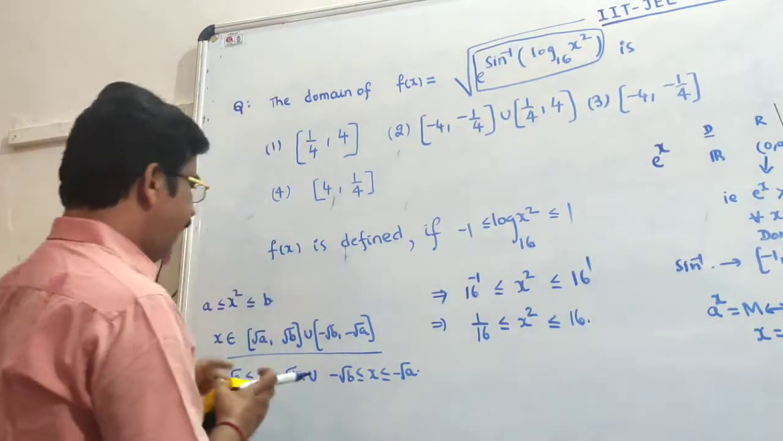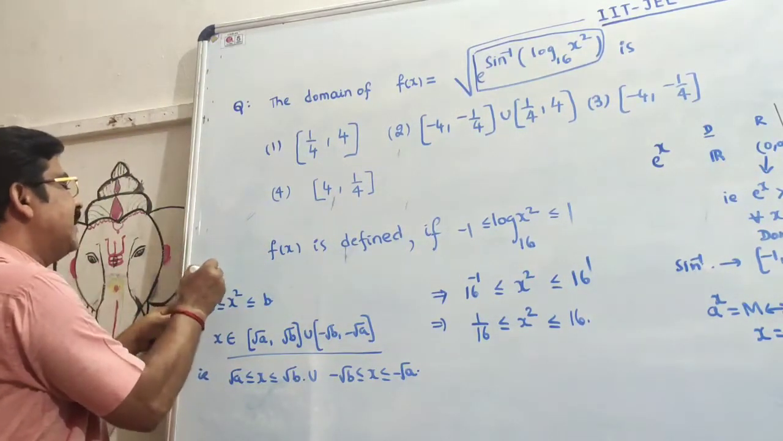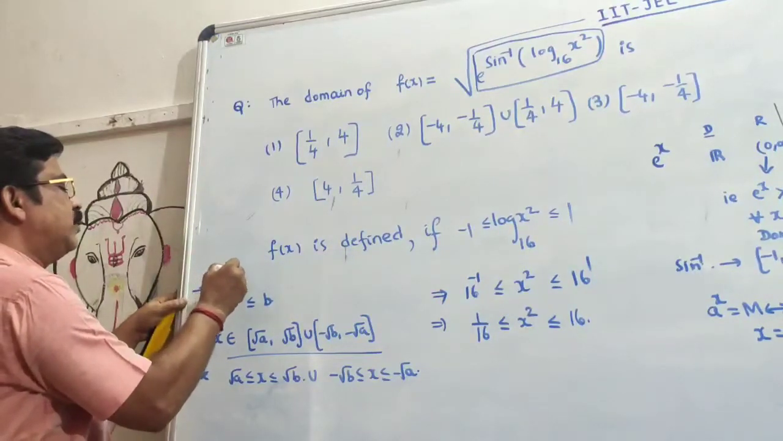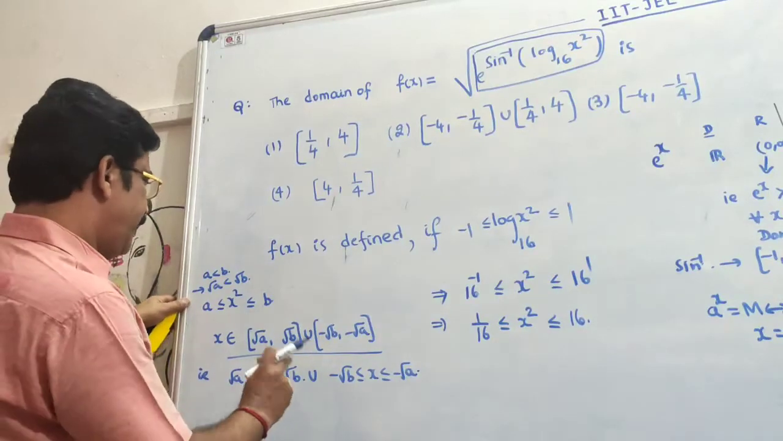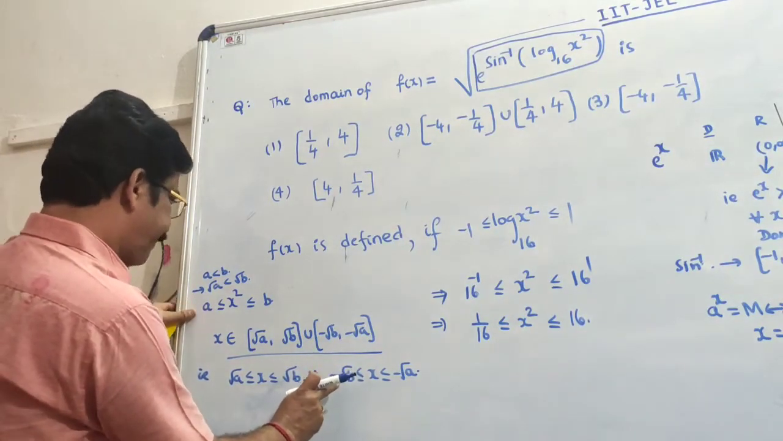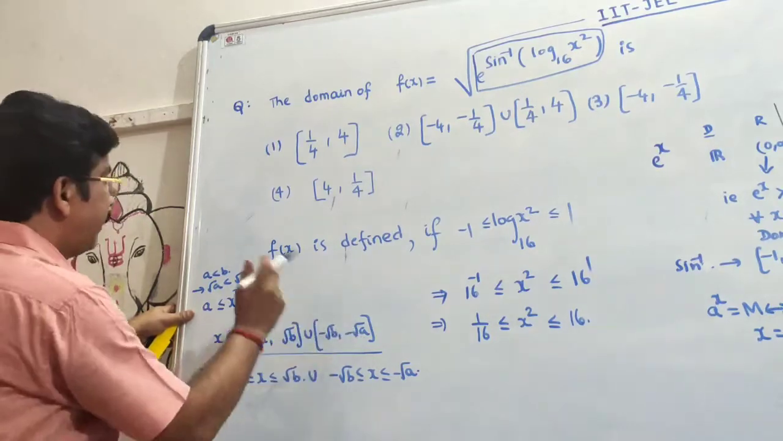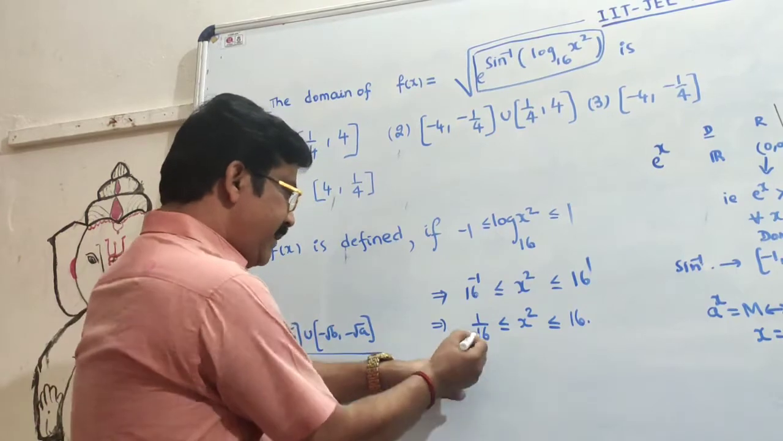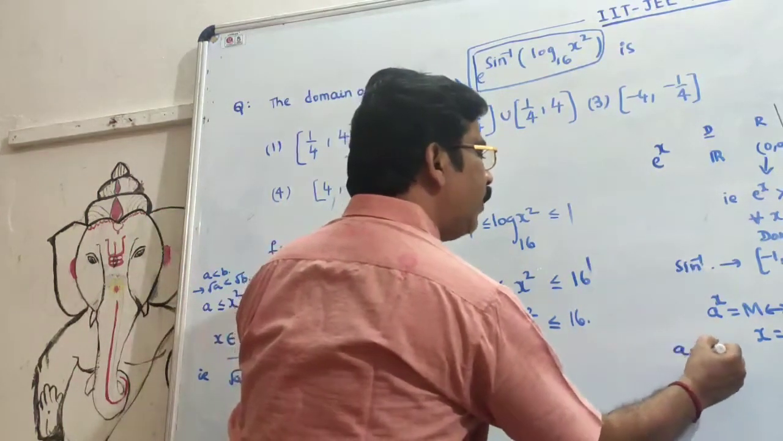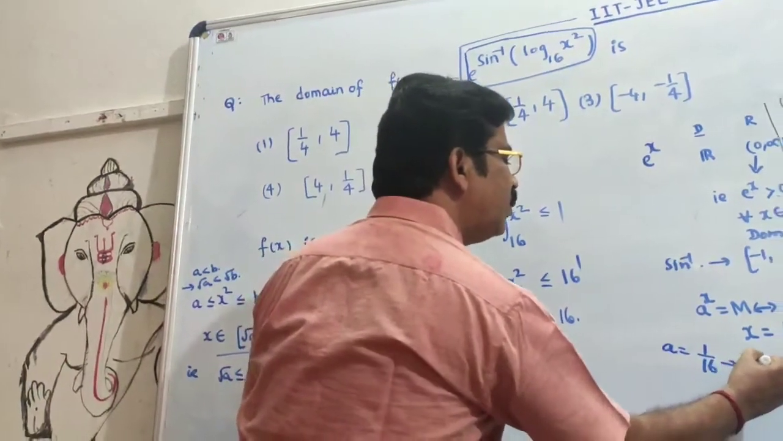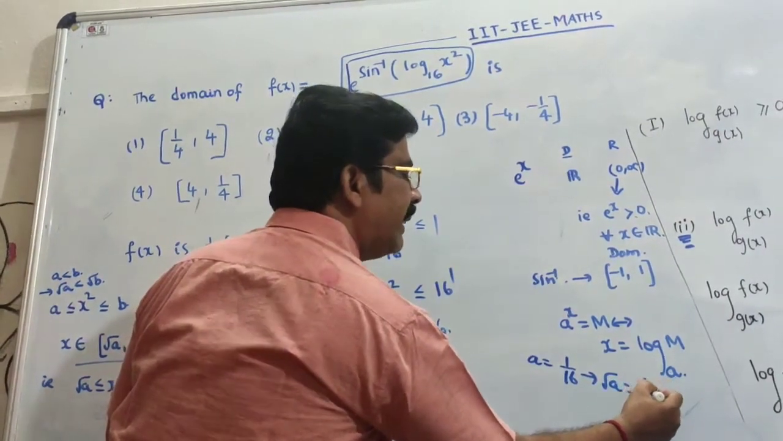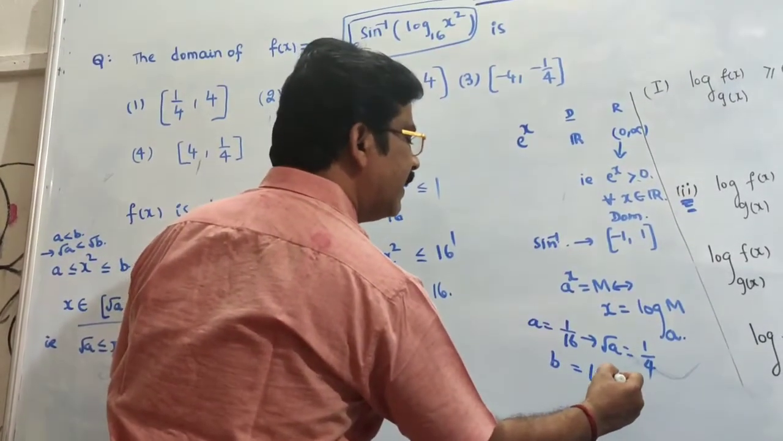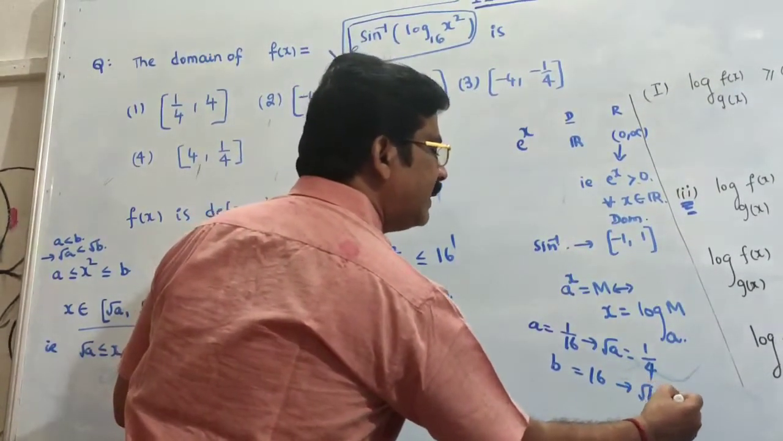Here, when a is less than b, √a must be less than √b. For example, a = 1/16 means √a = 1/4. Next, b = 16, then √b = 4.